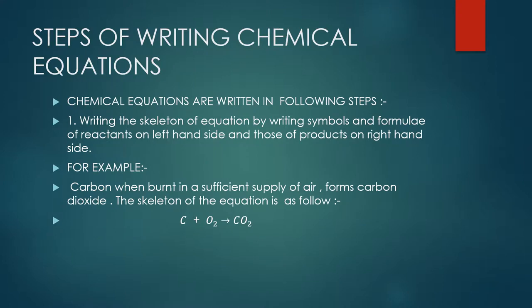Students, now we will learn the steps of writing a chemical equation. Chemical equations are written in the following steps. First step, writing the skeleton of the equation by writing symbols and formulas of reactants on the left hand side and those of products on the right hand side. For example, carbon when burned in a sufficient supply of air forms carbon dioxide. So the skeleton of the equation will be C plus O2 on the left hand side and the product formed, that is carbon dioxide, on the right hand side.